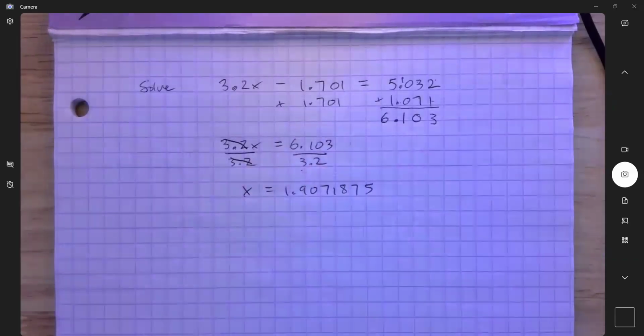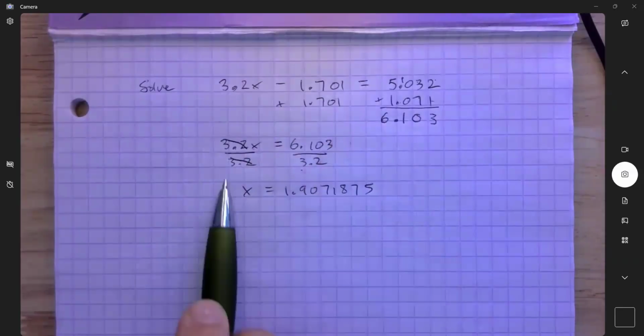1.9071875. And I've solved it. This is a conditional equation because I found exactly one x value.